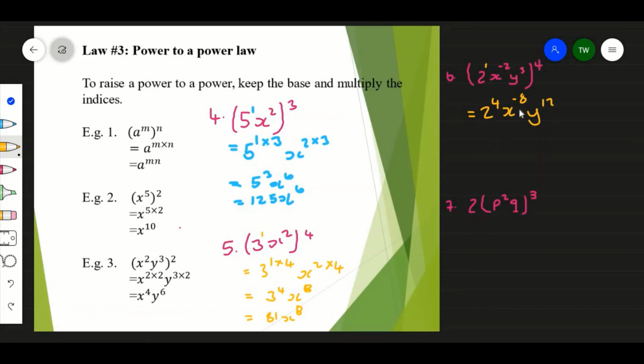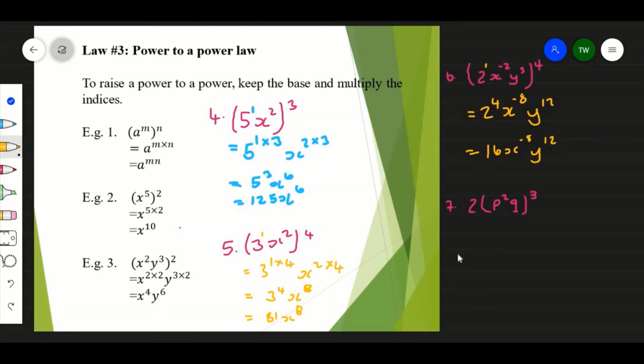And you can always simplify this some more. So 2 to the 4th means that you're going to multiply 2 by itself 4 times. It's going to be 2 times 2, which is 4. 4 times 2, which is 8. And 8 times 2, which is 16. So that's going to give us 16 x to the negative 8th power and y to the 12th power.